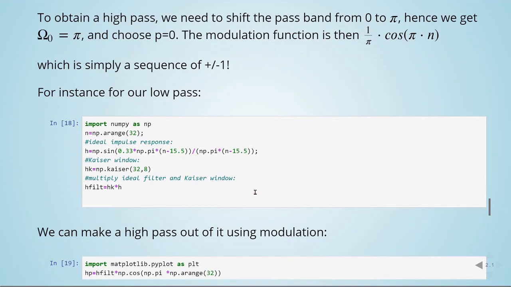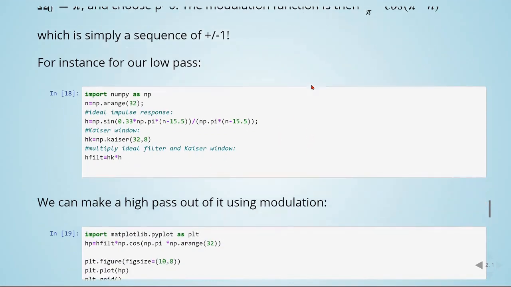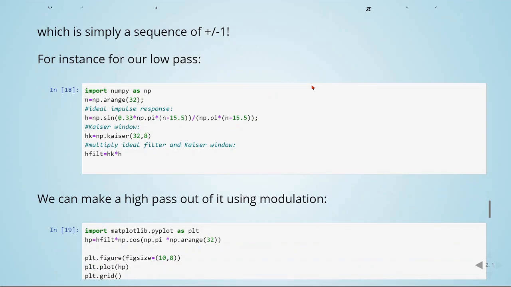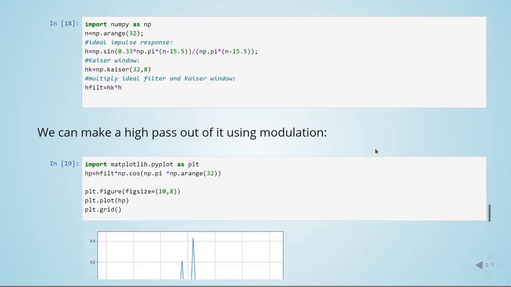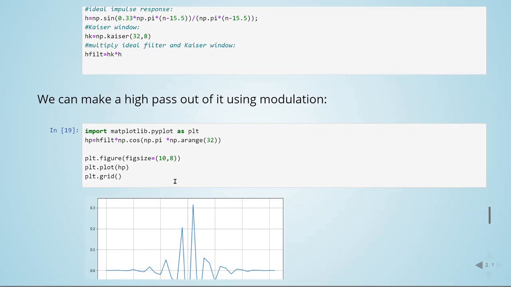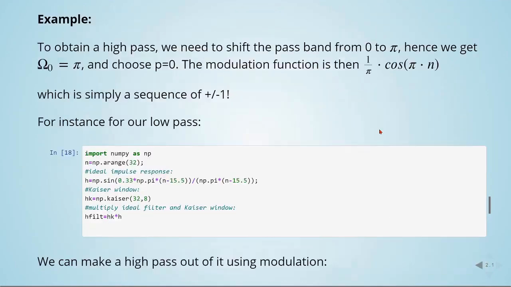So here we are defining our low pass. This is the ideal low pass we are defining. Then we are multiplying the ideal filter with a Kaiser window, the same principle like we did before. So we are using the window method to design a low pass, and then we are going to use modulation to transform this low pass into a high pass. So how can we make a high pass out of this low pass using modulation? We are going to multiply our filter by the cosine of pi times n, like we're doing here.